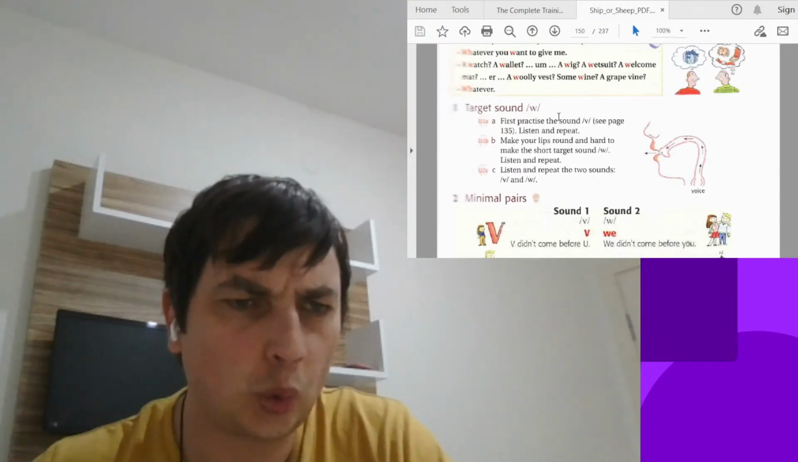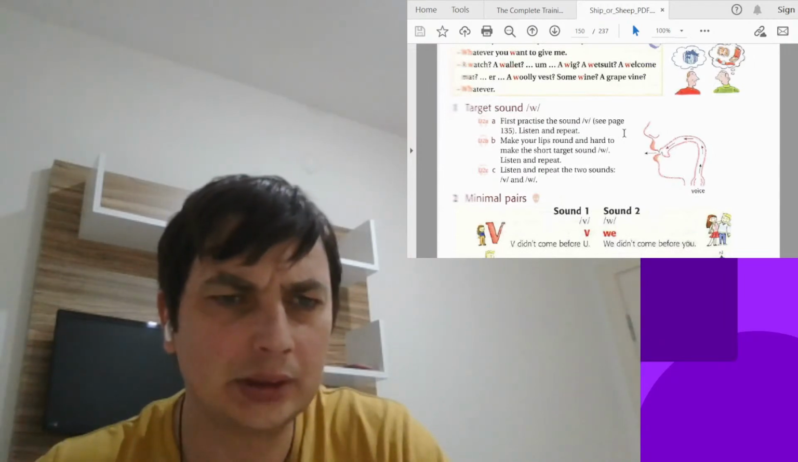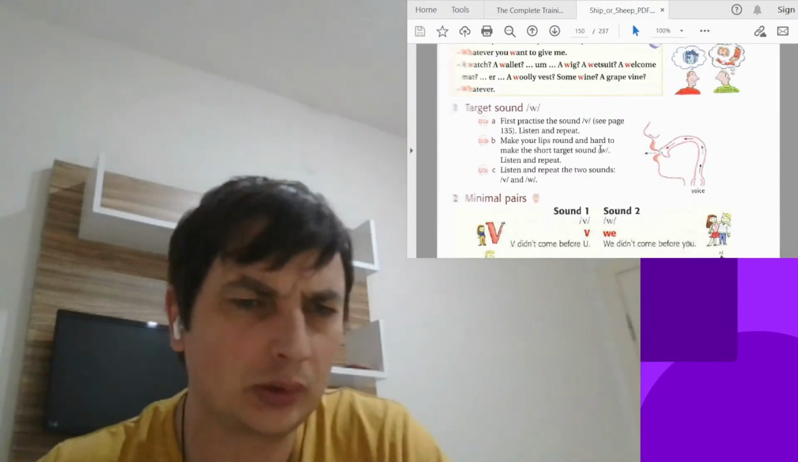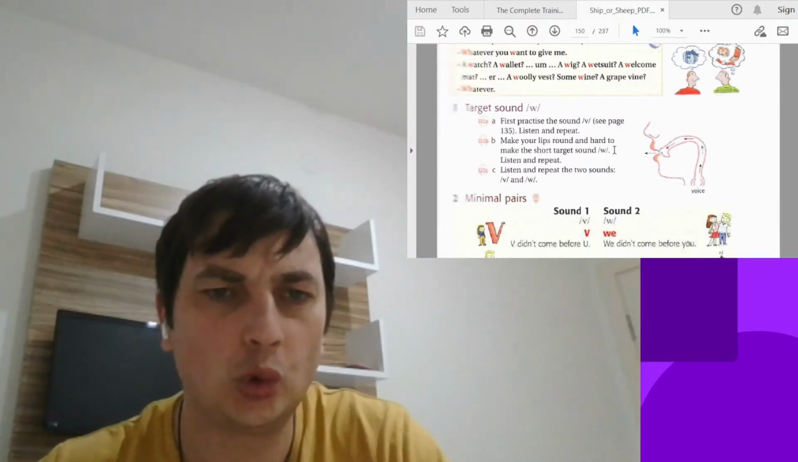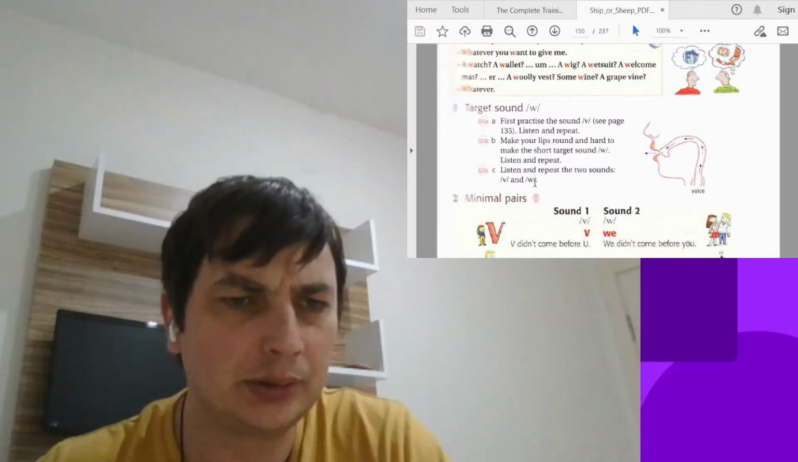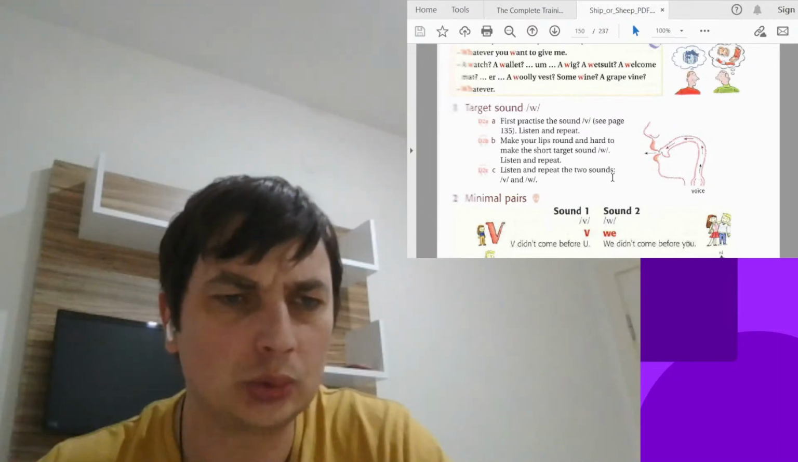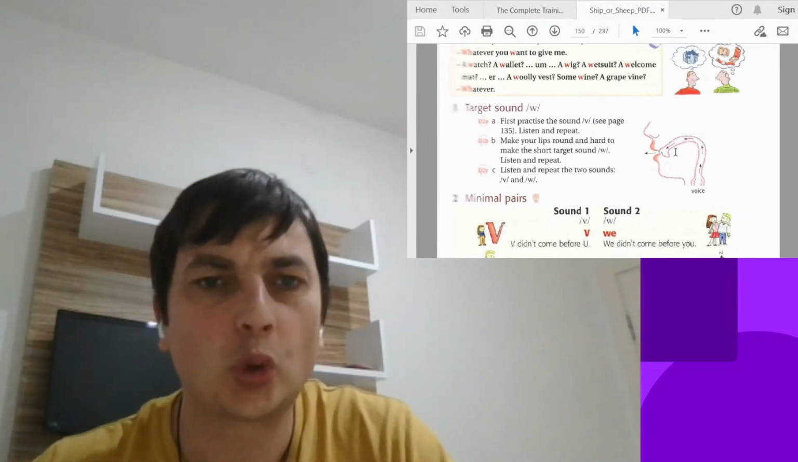Target sound W. First, practice the sound V. Make your lips round and hard to make the short target sound W. Listen and repeat the two sounds. Okay, W.